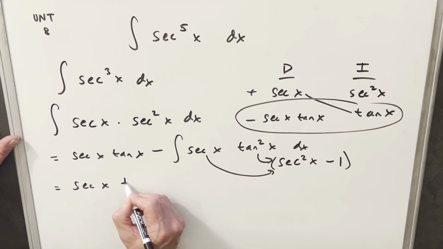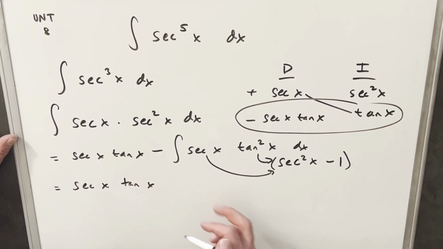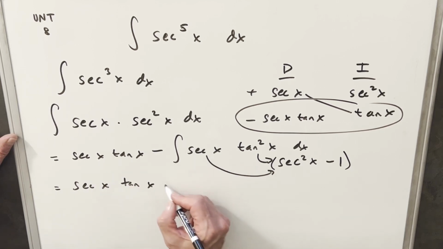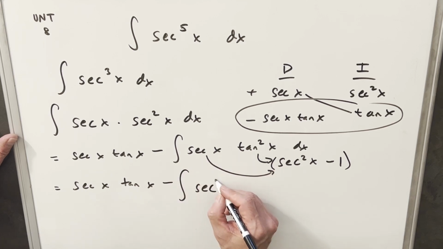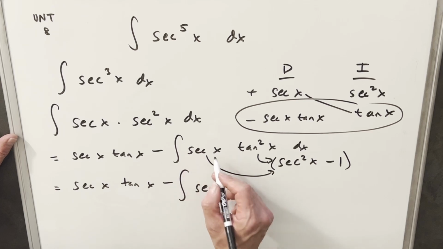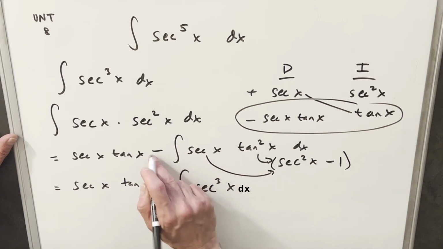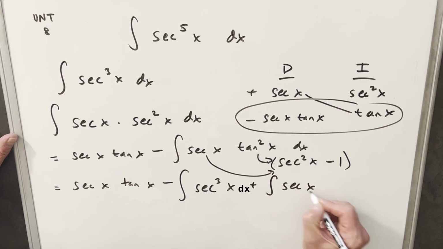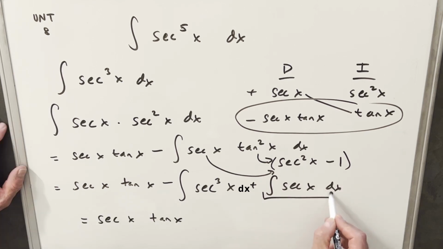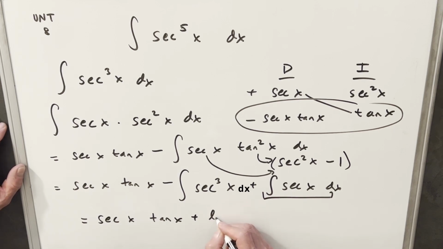What I can do is rewrite this, distributing in the secant. So we'll have our secant x tan x in front. Then distributing this in, we're going to have minus the integral of secant x times secant squared x, which is secant cubed x. And then we distribute secant x times minus 1, but we have another minus here, so this is going to be plus the integral of secant x. Well, this last piece, secant x, is a common integral. The integral of secant x is natural log absolute value secant x plus tan x.